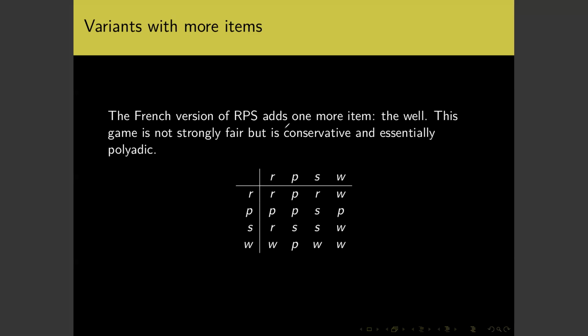The French version of rock, paper, scissors adds one more item, which is the well. The corresponding game is not strongly fair, but it is conservative and essentially polyadic. So this doesn't have all of the properties I'd like, but it has some of them. In the French version, the rock and the scissors lose to the well, I guess because they fall into it, but the paper covers the well, and that defeats it somehow. Okay.